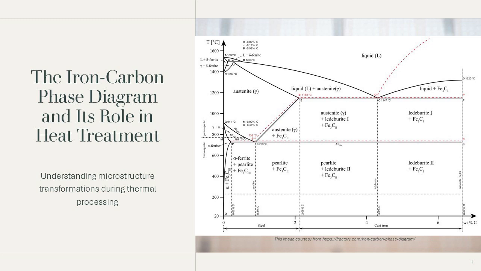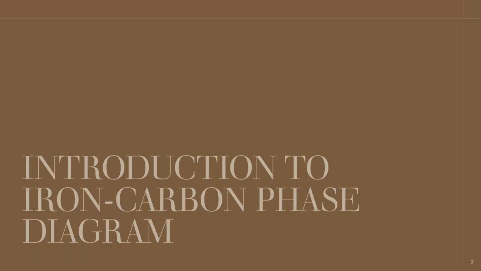Welcome everyone. Today, we'll explore the iron-carbon phase diagram, a fundamental tool in metallurgy. This diagram helps us understand how microstructures transform during thermal processing, which is critical for designing heat treatments and predicting material properties. The iron-carbon system is the backbone of steel and cast iron production. Understanding this diagram is essential for controlling phase transformations and achieving desired mechanical properties.